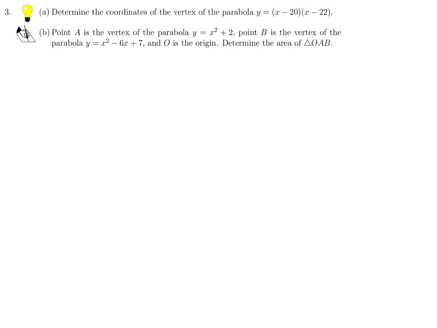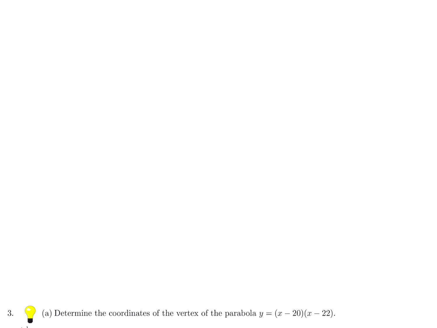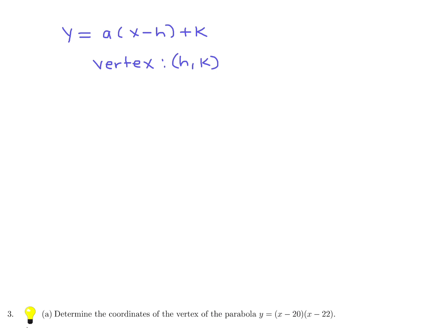Determine the coordinates of the vertex of the parabola y = (x - 20)(x - 22). If you have a parabola and its equation is in this form, y = a(x - h)² + k, then the vertex is very easily detected. It's just (h, k).